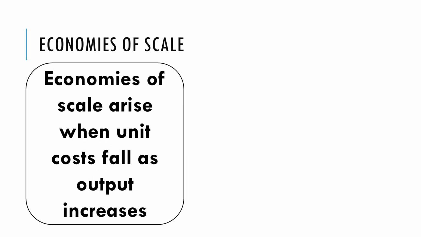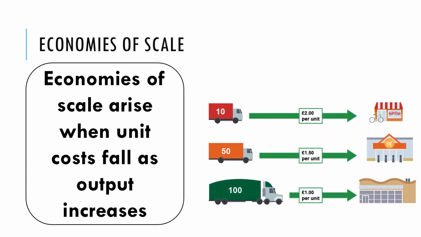So let's start off. What do we mean by economies of scale? Well, economies of scale arise when unit costs fall, average cost falls, as output increases. So for example, if I order 10 lots of supplies, I might pay £2 for each item. But if I was to order 50, I might get a better deal, maybe £1.50 per item. If I was to order 100, I might get them for £1 each. So here, my average cost, my unit cost is falling as I increase the scale of my production.